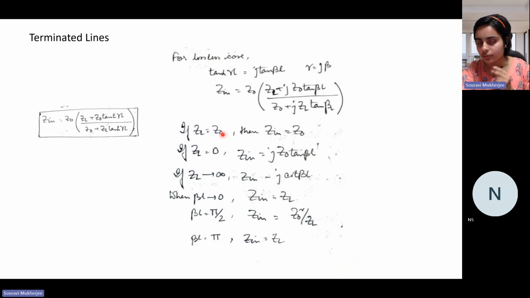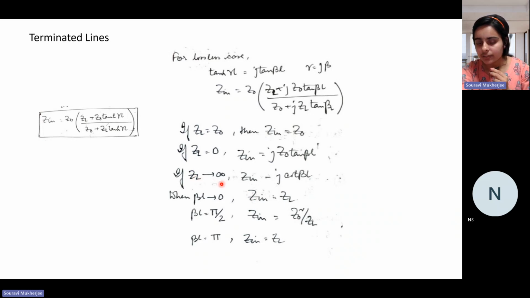So if ZL is equal to Z naught, that is, the load impedance matches the characteristic impedance of your transmission line, then the input impedance is also equal to Z naught. Now what happens when you have ZL equal to 0? That means short circuit. Then you have a dependence like this. So you can see that depending on the length of your transmission line, these values will differ. And it can diverge at points.